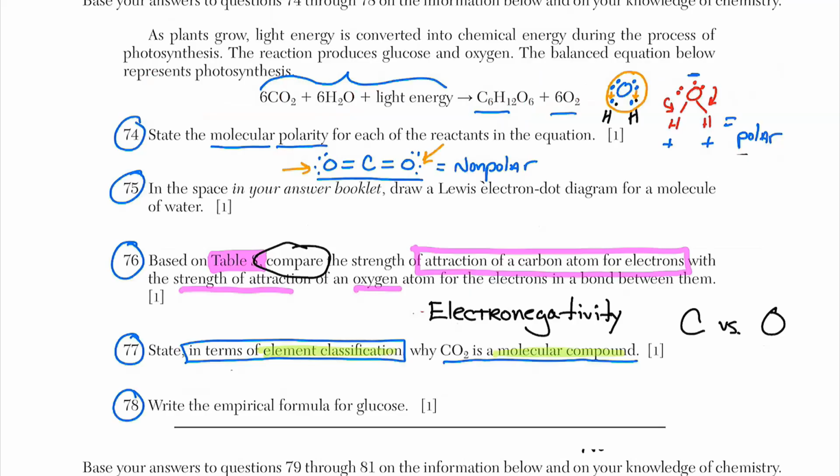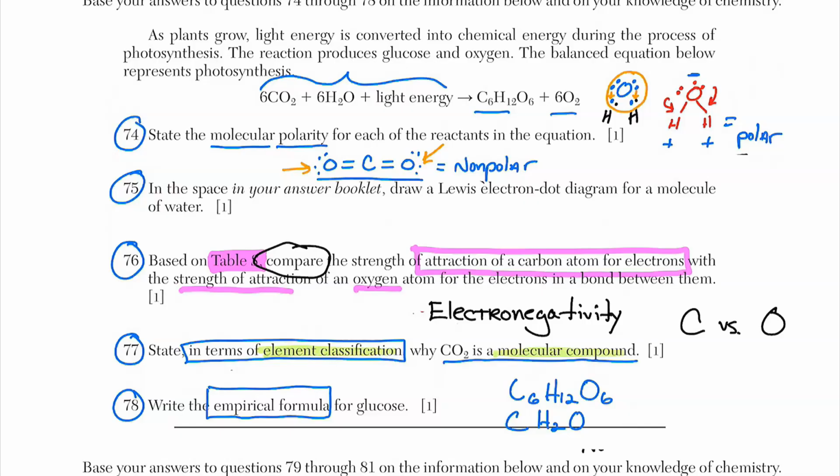Okay, so on to number 78. Number 78. Write the empirical formula for glucose. That's the lowest ratio, my friends. There's a molecular formula, which is the actual ratio of things bonded covalently. How many is needed to make the octet for all the atoms, and 2 for hydrogen. But the empirical formula is just the lowest ratio. So take glucose, which we know is C6H12O6, reduce it, and it's going to be CH2O.